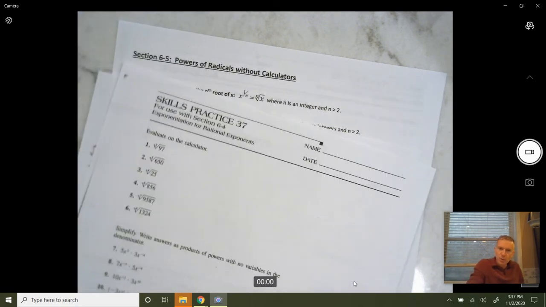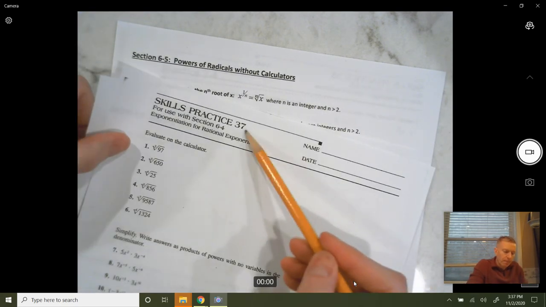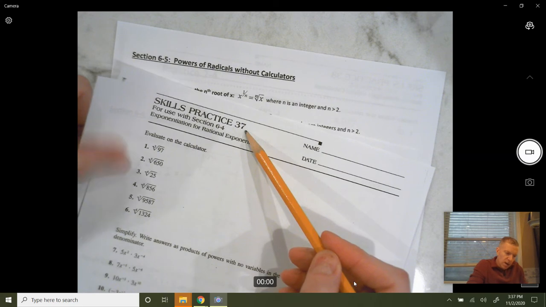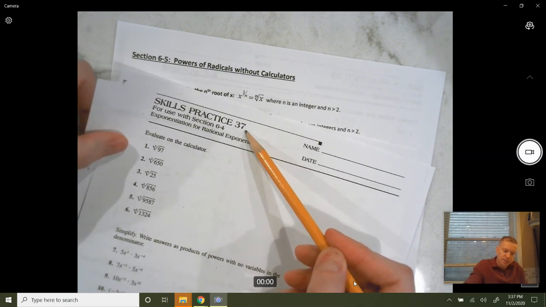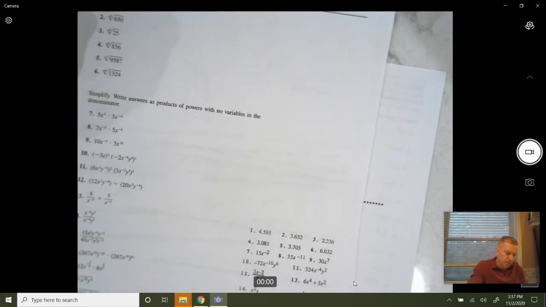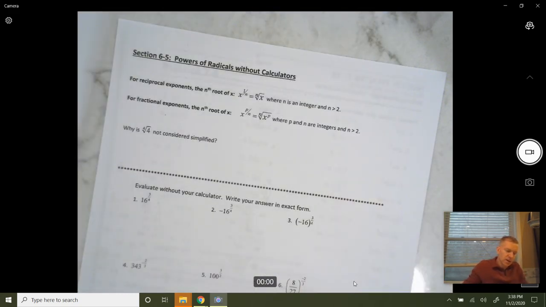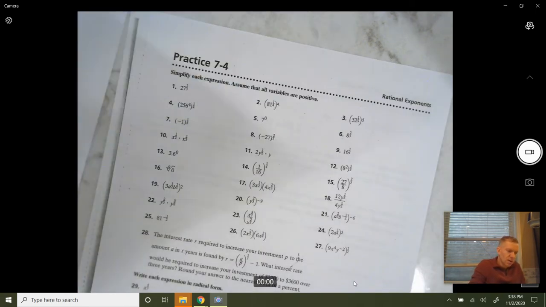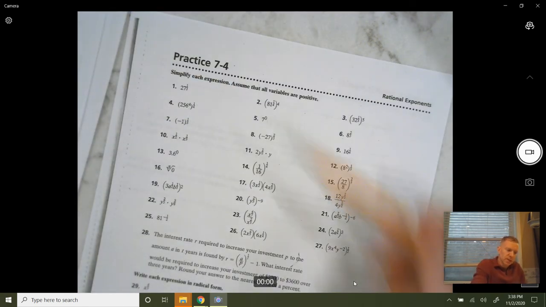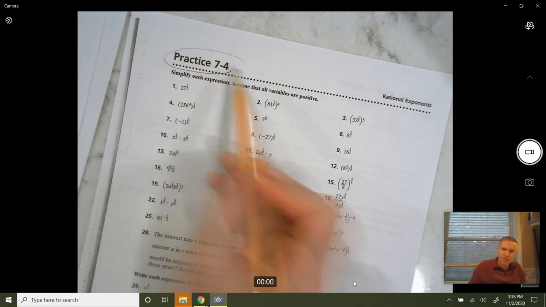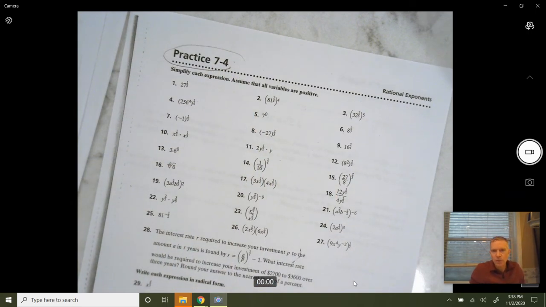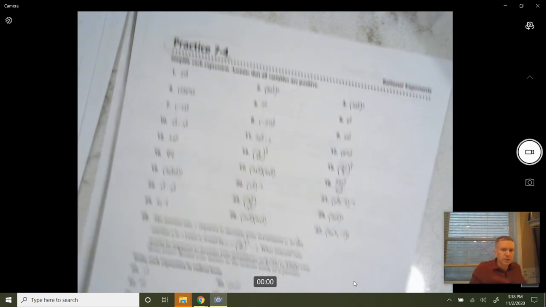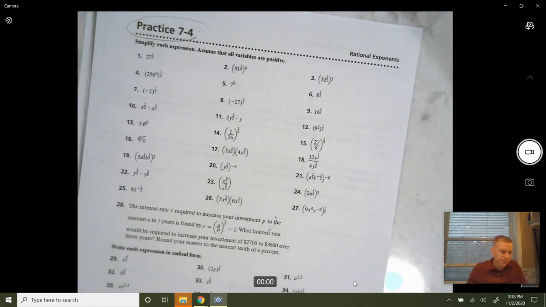This one, the skills practice 37, we'll come back to. It's extra practice. Answers are down here at the bottom, so feel free to use that as extra practice. I want to focus on, not the next page, we're going to come back to that, but this page, a few later. It says practice 7-4. I'm going to pick a few of these problems to do. These are some really good practice problems that are going to practice all the things that we just learned, okay?